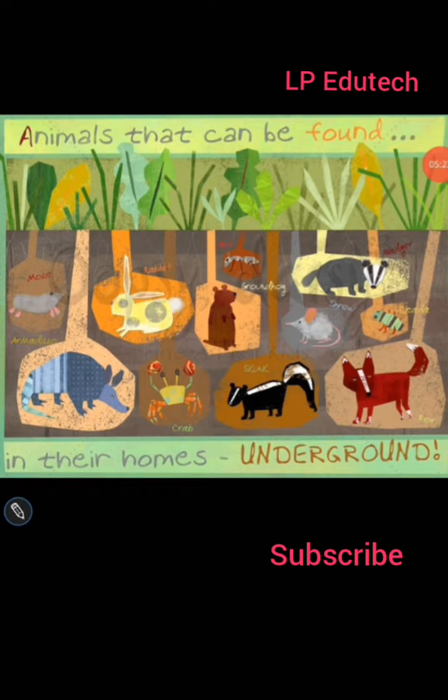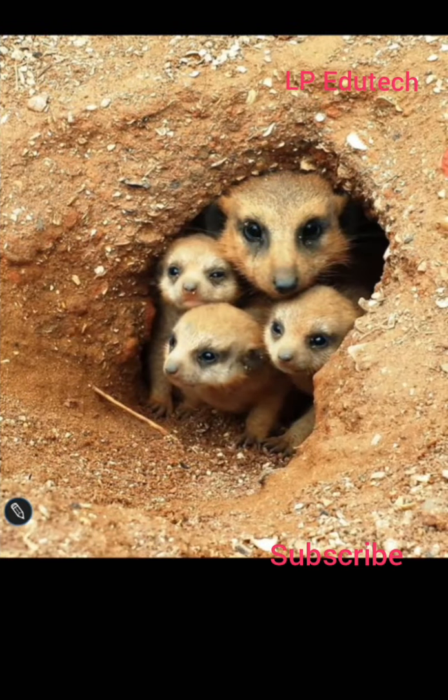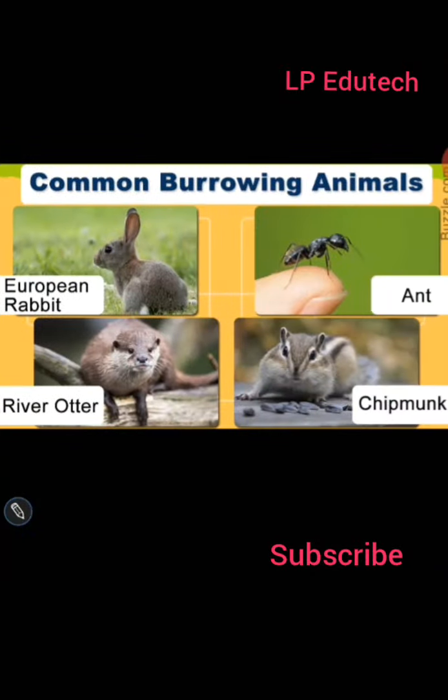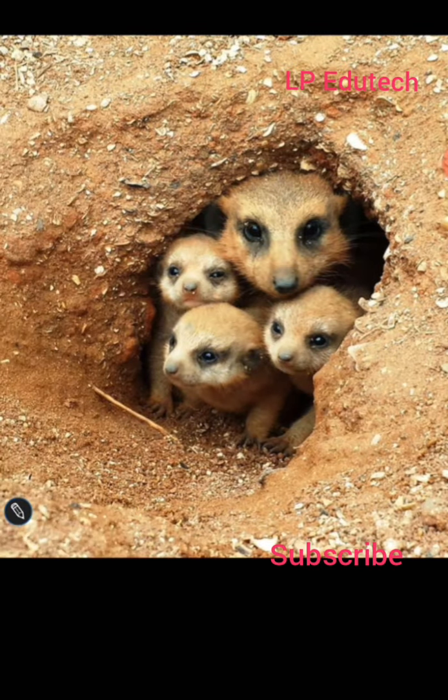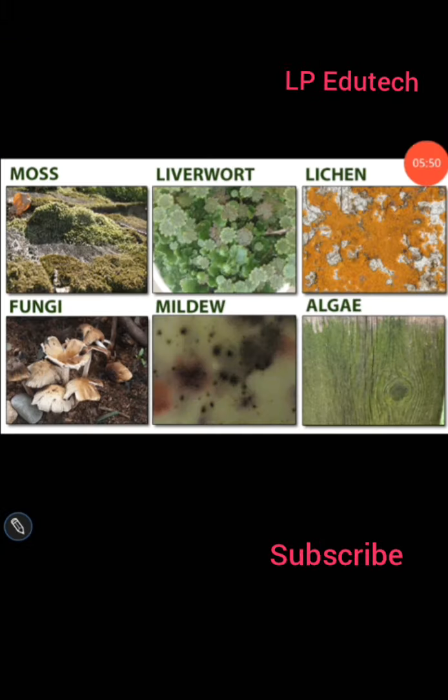Ants make large ant hills. Rats, mice, rabbits, and other worms and insects make burrows in the ground. These animals are called burrowing animals. Because of their activity, weathering of rock occurs. Besides these, algae, moss, lichen, and other flora grow on the rock. They also help in weathering. Moss, liverwort, lichen, fungi, mildew, algae. So these are the types of flora and fauna that also act on the rocks and cause biological weathering.